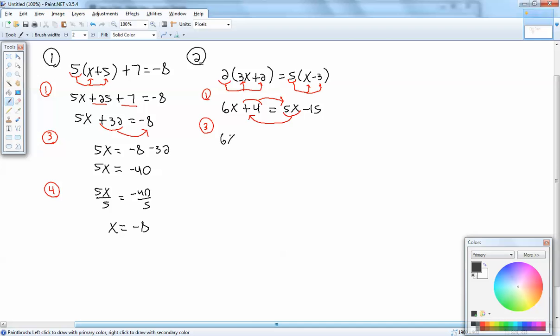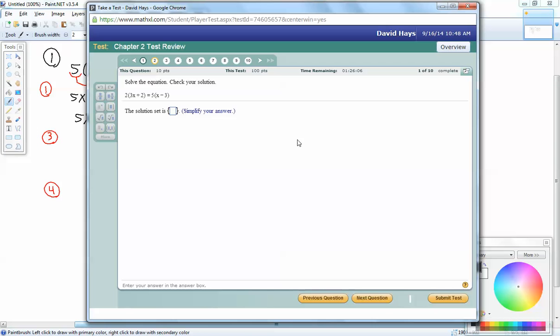Now when you take anything across your equals, your sign changes. So the positive 5x becomes a negative 5x. The positive 4 becomes a negative 4. Now at any step, combine together like terms. 6x minus 5x gives us 1x, or just x. And at any step, combine together numbers. Negative 15, negative 4 is negative 19. Whew. I watched myself this morning. Negative 19.